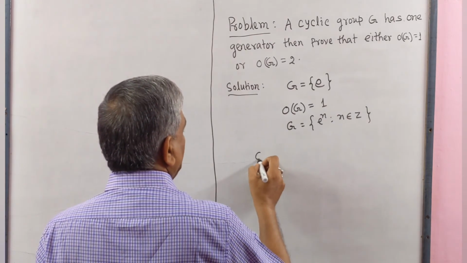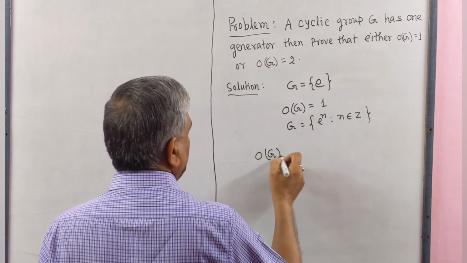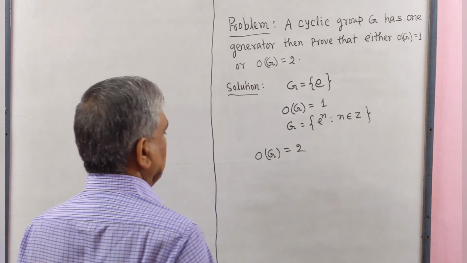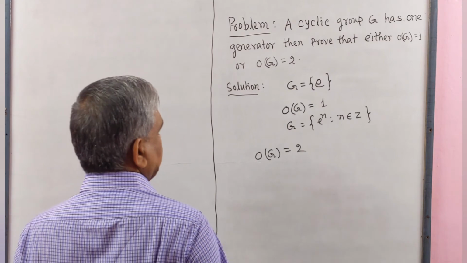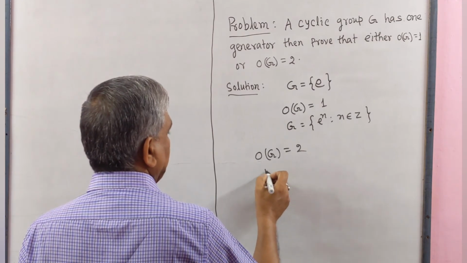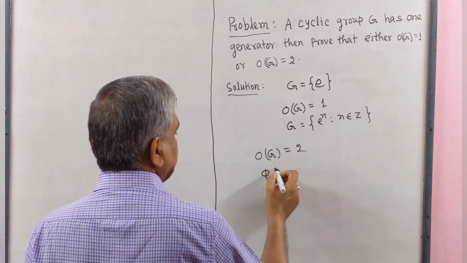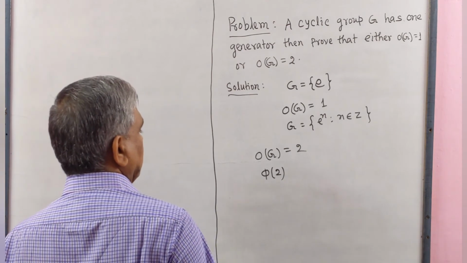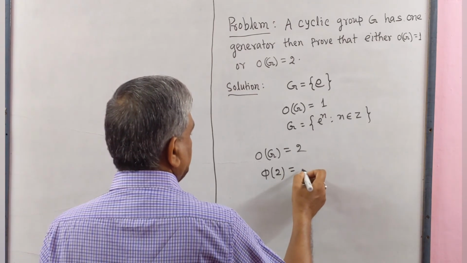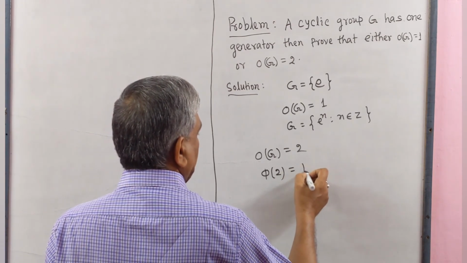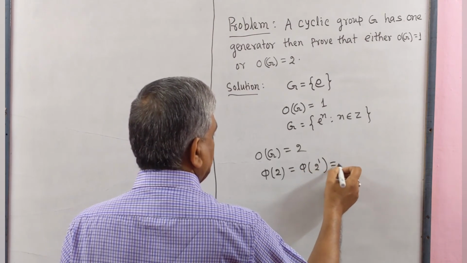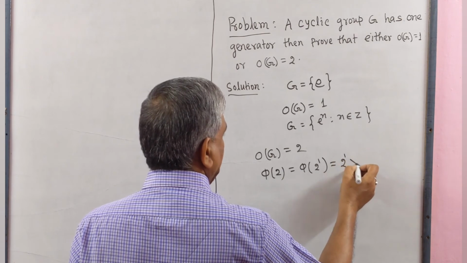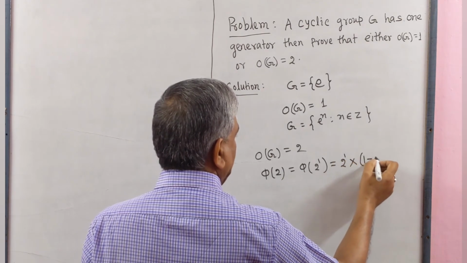If order of G equals 2, then the number of generators will be Euler's phi function of 2. That is phi of 2 to the power 1. This equals 2 to the power 1 multiply (1 minus half).